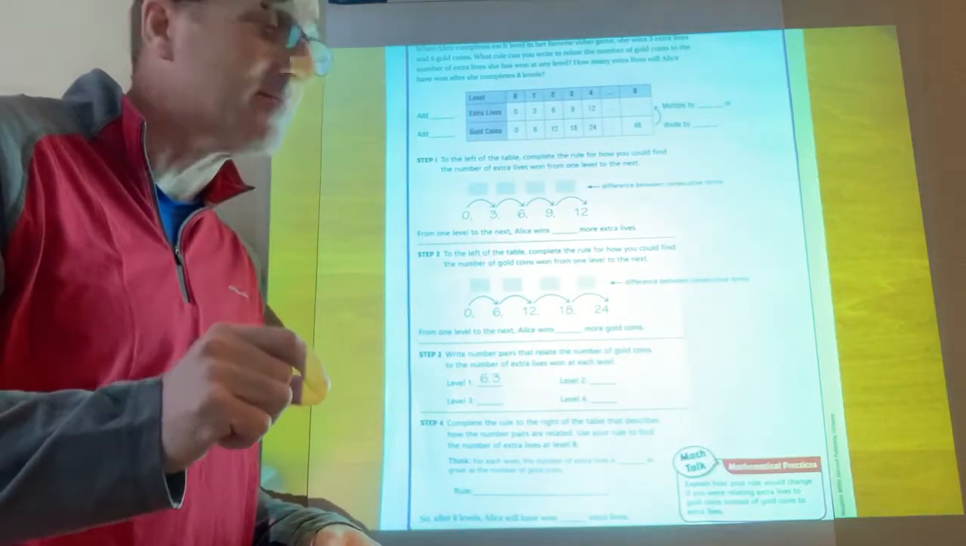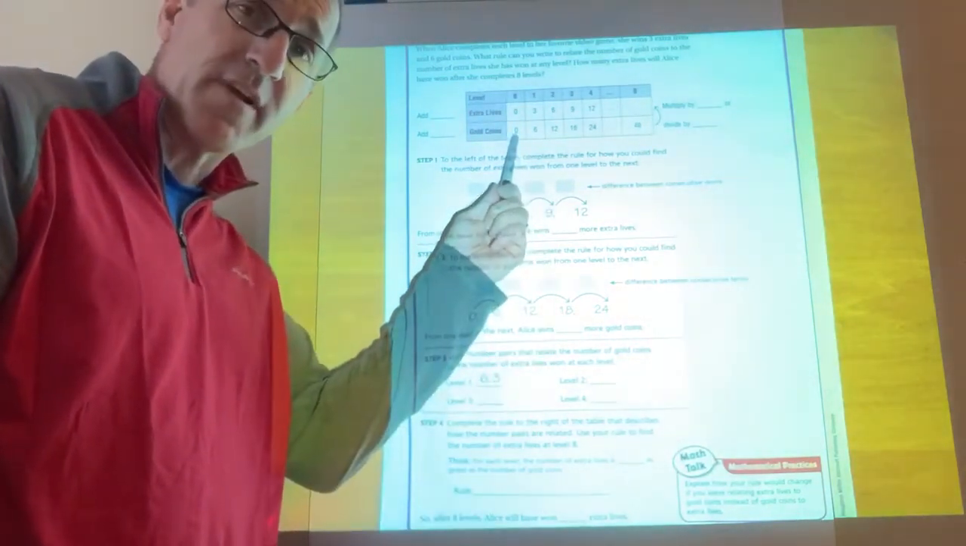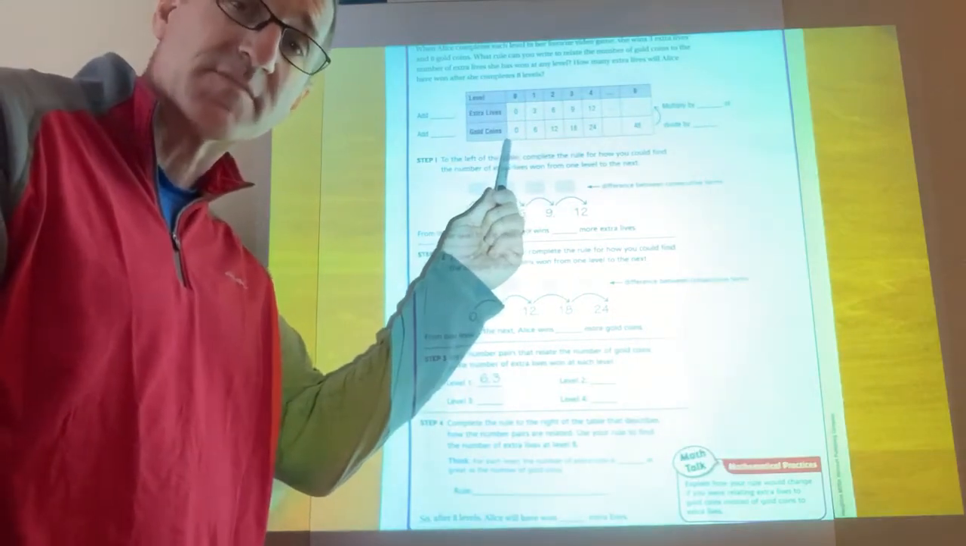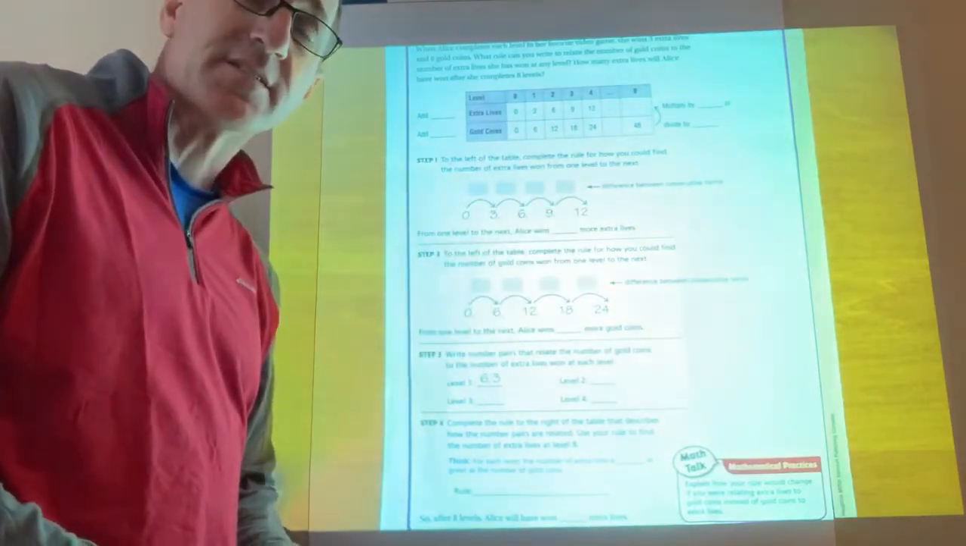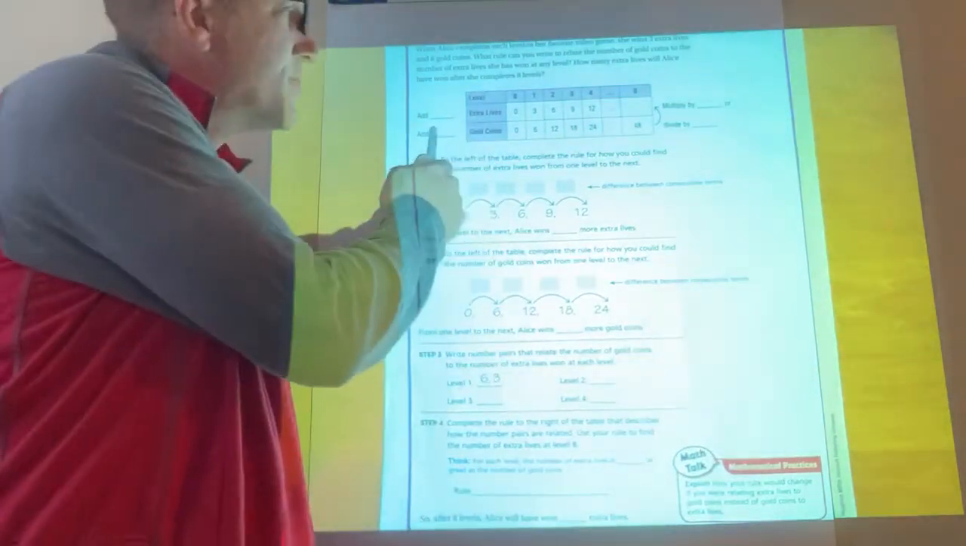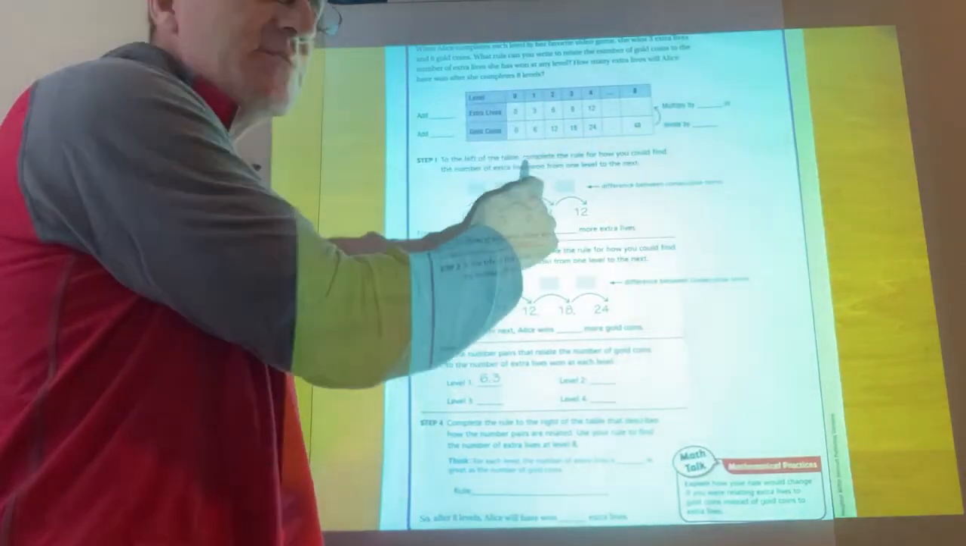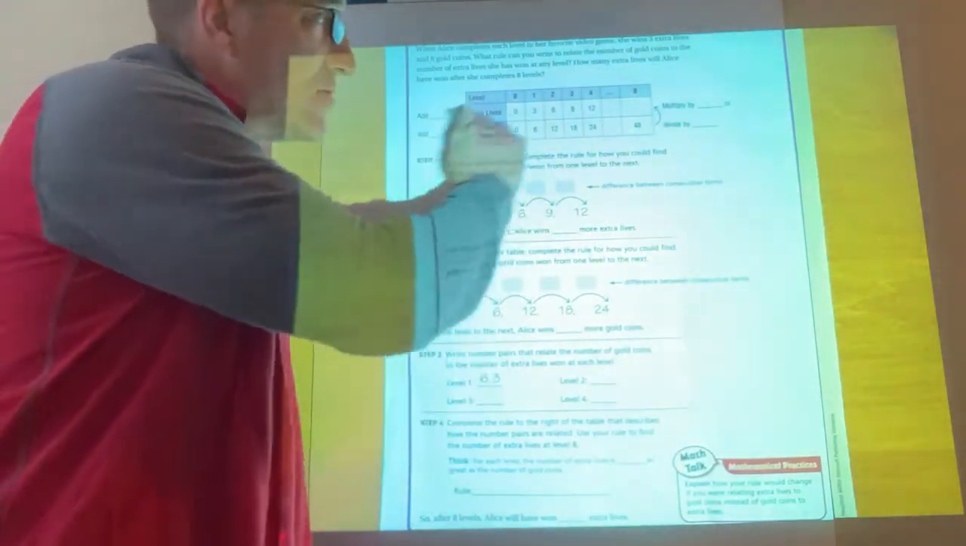The point here that I would like to make is it's often easiest to find your rules right here in the very, very beginning where the numbers are still small. Once they get big, it gets harder to see. So if I look at the extra lives, what's my rule going this way? I'm going to have a rule going that way, and a rule between the two. Let's do the rules going this way first.